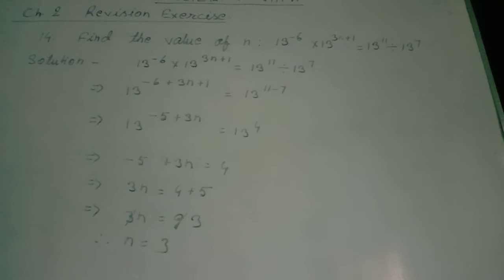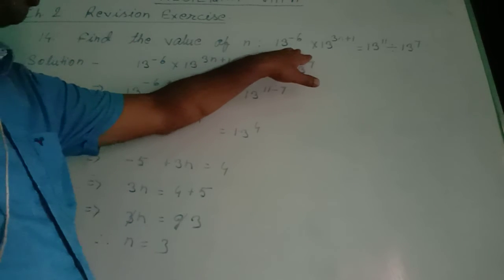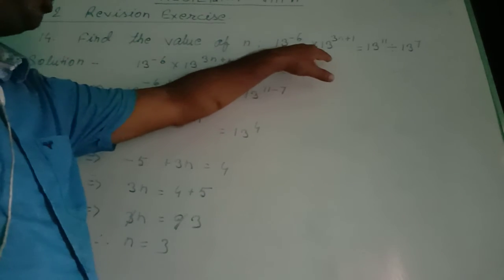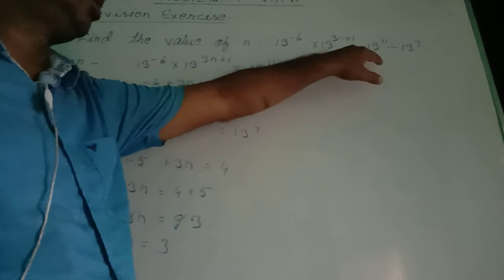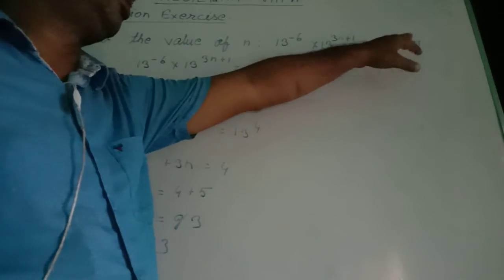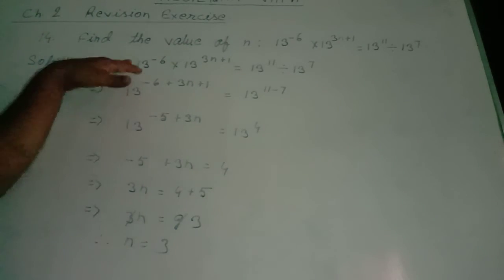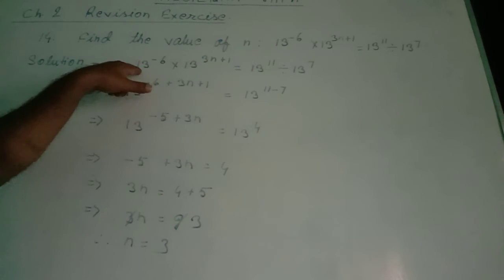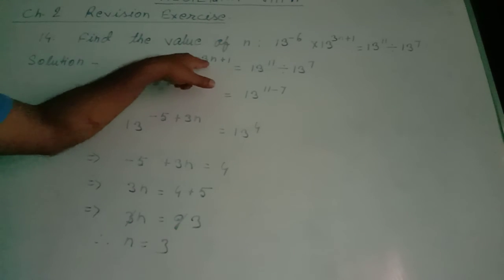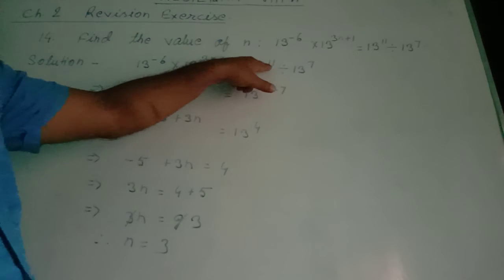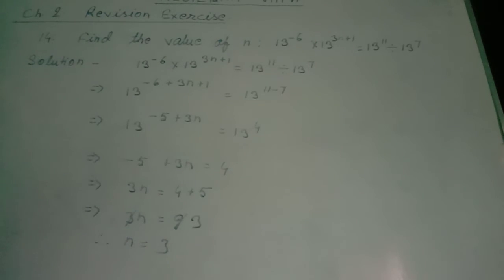In question number 14, the question states: find the value of n, while the expression is given, 13 to the power minus 6 into 13 to the power 3n plus 1 equal to 13 to the power 11 divided by 13 to the power 7. So I wrote the given equation: 13 to the power minus 6 into 13 to the power 3n plus 1 equal to 13 to the power 11 divided by 13 to the power 7.